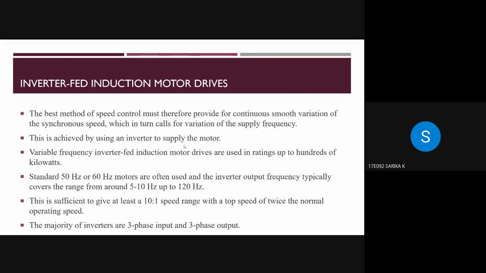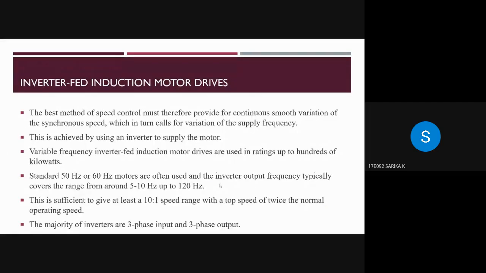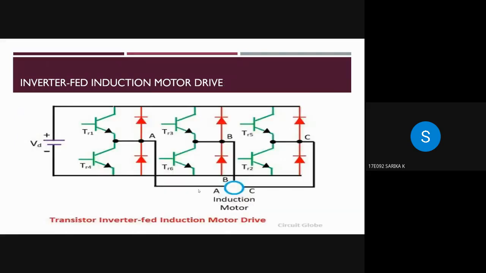Variable frequency inverter fed induction motor drives are used in ratings up to hundreds of kilowatts. Standard 50 Hz or 60 Hz motors are often used, and the inverter output frequency typically covers the range from around 5 to 10 Hz up to 120 Hz. This is sufficient to give at least 10:1 speed range with the top speed of twice the normal operating speed. The majority of inverters have a three-phase input and a three-phase output. This is a diagram representing the inverter fed induction motor drive.